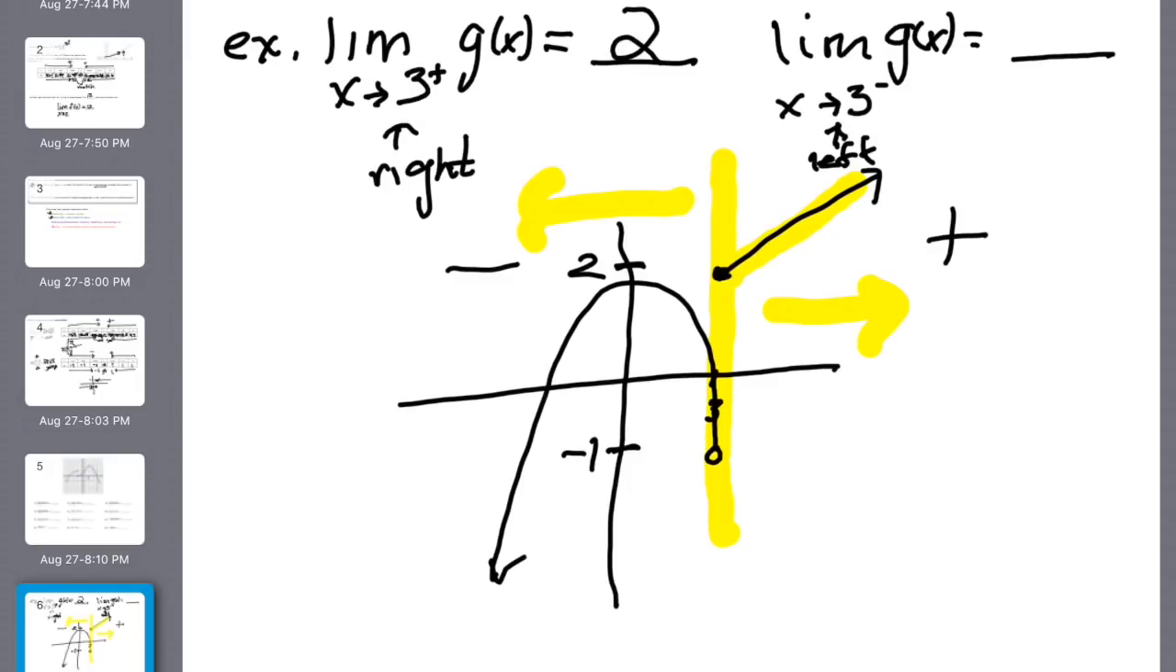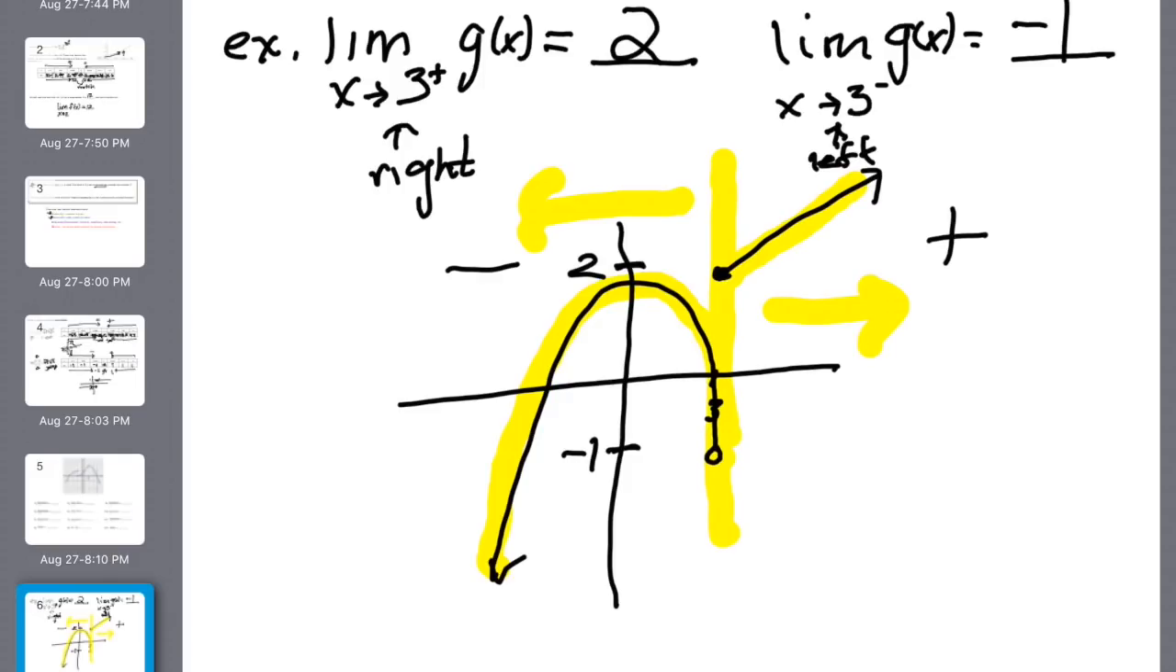If I'm looking at the negative side, that means I'm approaching from the left of that line that I drew in, that vertical line. So as I'm approaching, I'm on my function, and that's important. My y value is actually approaching -1.